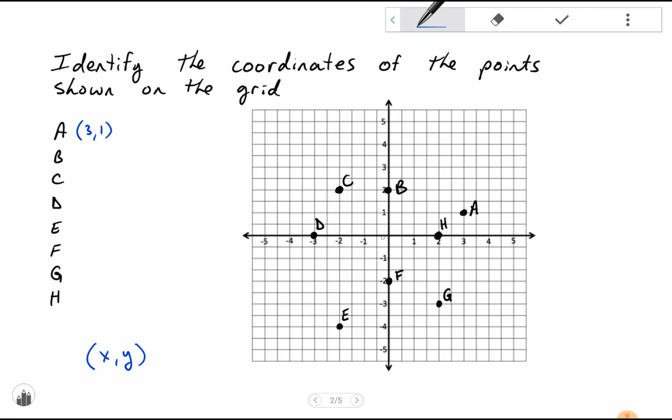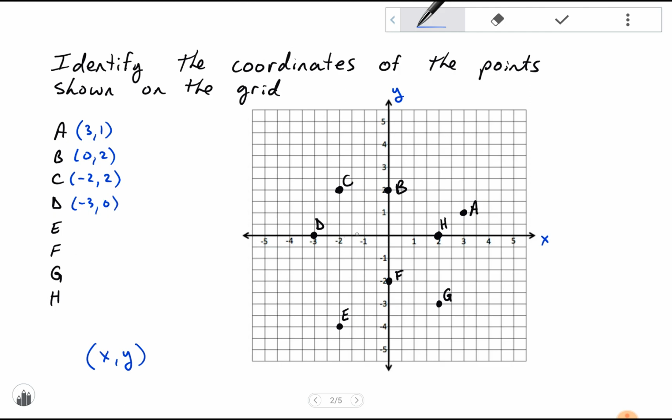B, we don't move any units in the x direction. Again, this is x and this is y. So that's 0, and then we go up 2. So B is at 0 and 2. C, we've got to go -2 in the x direction and then +2 in the y direction. So C is -2, 2. D, we're going -3 and then no movement in the y direction. So that means we're at -3 and 0.